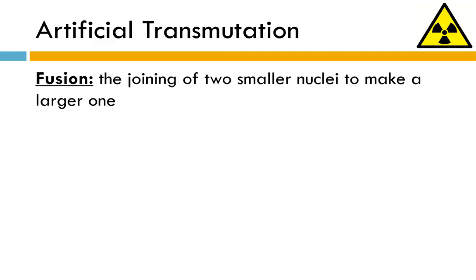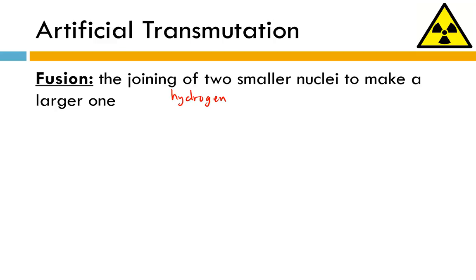Fusion is the opposite of fission. In a fusion reaction, we take two smaller nuclei and we join them together to make one larger one. This works best when we're talking about hydrogen. We've got to put the two nuclei together. So if you have larger nuclei, that means you're going to have more protons in the nucleus. And if you take two positively charged bodies and you try to get them to bond together or meld into one, you're going to have a lot of resistance to overcome. So for this reason, it really only works with hydrogen.